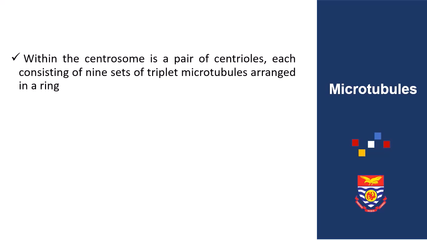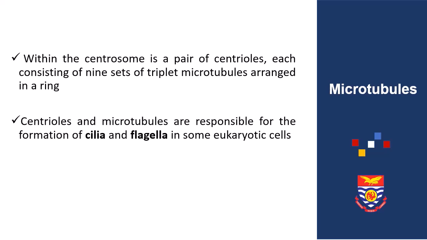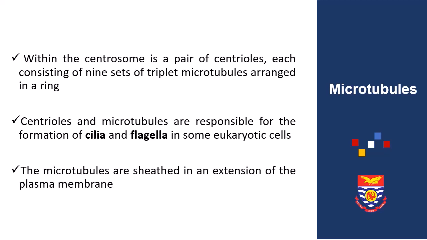Within the centrosomes, we have the centrioles, and these centrioles are made up of 9 sets of triplet microtubules arranged in a ring form. So these microtubules make up a centriole. The centrioles and microtubules are known to be responsible for the formation of cell cilia and flagella, and the microtubules are protected in an extension of the plasma membrane.